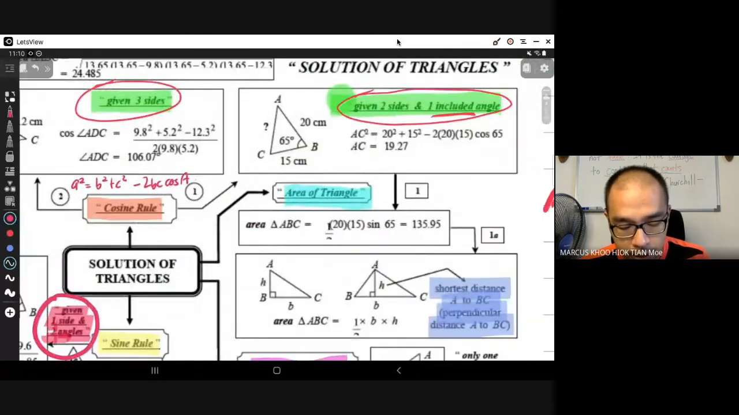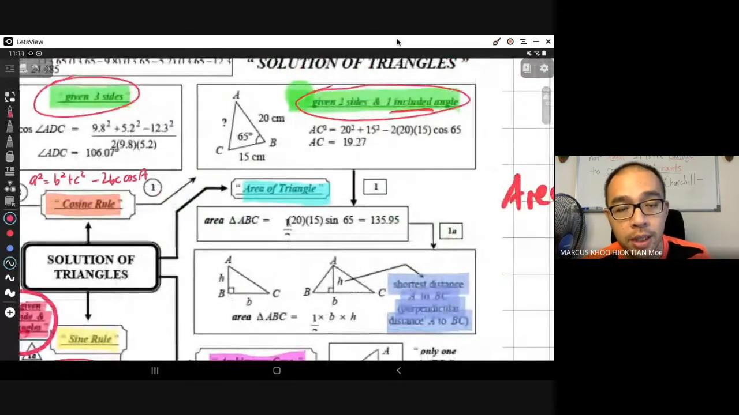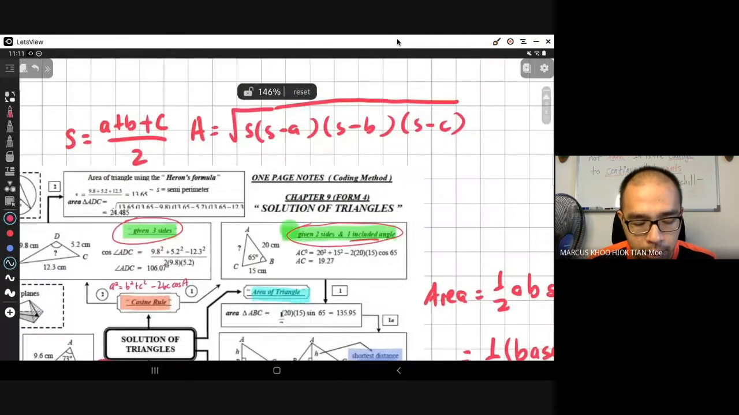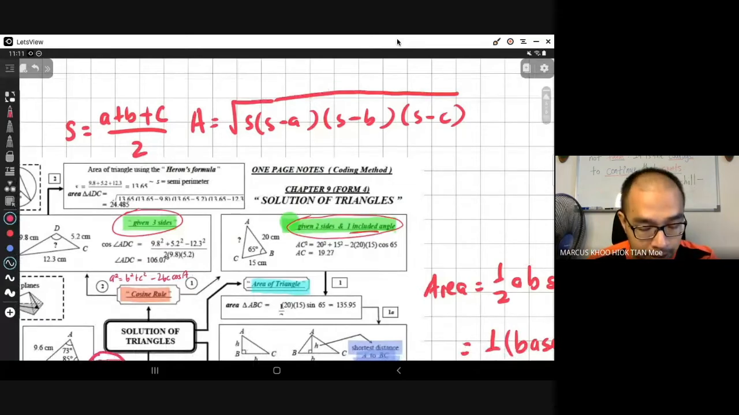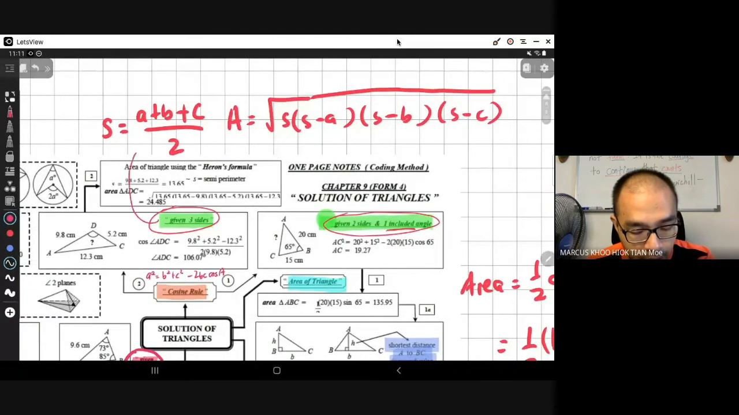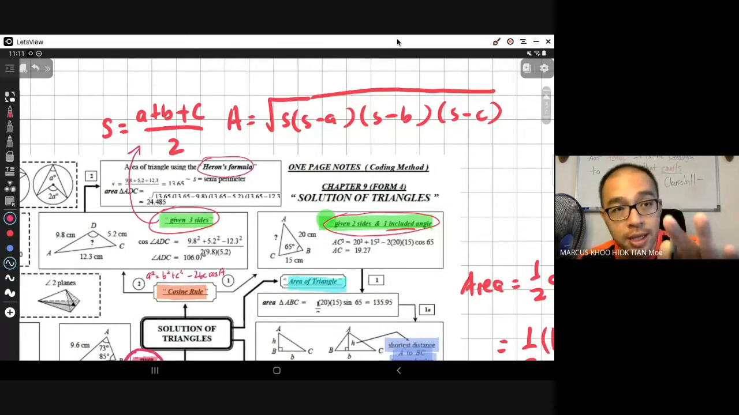Sorry, the next thing is the area of triangle. Now, area of triangle has two formulas. One formula is if I give you all three sides, then we use Heron's formula. Heron's formula means you take the three sides, divide by 2 to get s, and then s minus a, s minus b, s minus c, and you square root the whole thing. This is Heron's formula, used if I give you all three sides and no angle.